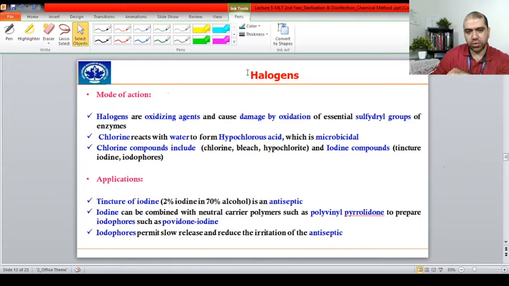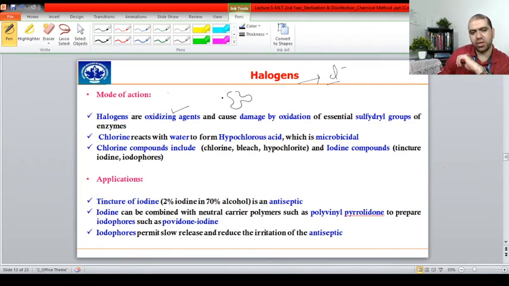Okay. Now coming to the halogens, one of the typical examples of halogens which is used in cleaning water in the wastewater treatment is chlorine. Okay. Now, what's the mode of action? So, particularly halogens are oxidizing agents. So, oxidation means, for example, if there is an enzyme in a bacteria and it has a subgroup, let us say an amino acid, NH2, an amino group. So, what it does is it oxidizes this.